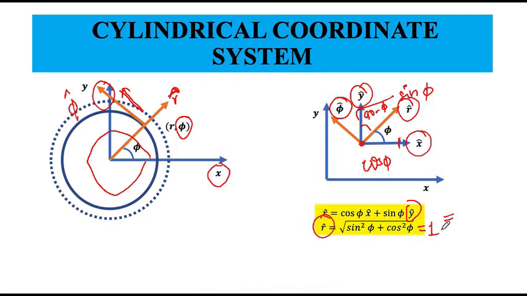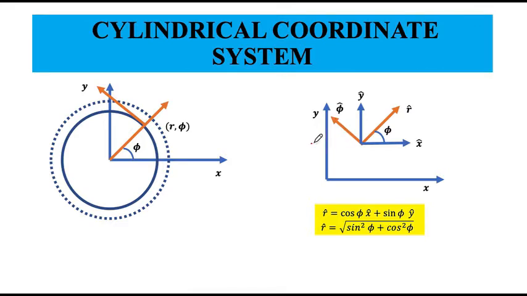Similarly, you can show that the unit vector phi can also be written in terms of x and y. So this is phi in this particular direction. Okay, so phi along y axis, I will just clear it once. So phi along y axis will be, this angle is phi, this is 90 minus phi, so this is phi, it will be sin phi.